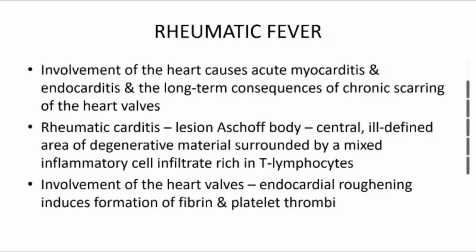Then we have rheumatic carditis. There's a lesion called the Aschoff body, which is a central ill-defined area of degenerative material surrounded by a mixed inflammatory cell infiltrate rich in T lymphocytes. That is rheumatic carditis. Involvement of the heart valves, as we've already talked about, causes endocardial roughening, which induces formation of fibrin and platelet thrombi. So when you affect the valves, the endocardium becomes roughened, and that becomes one of the risk factors for developing thrombus. So platelet thrombi are likely to develop, with the attendant risk of embolism taking place.